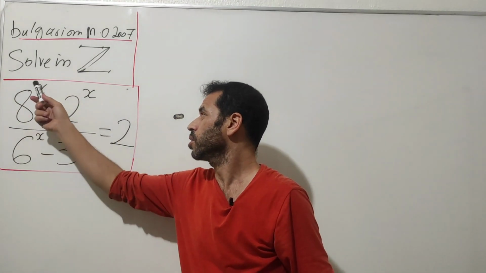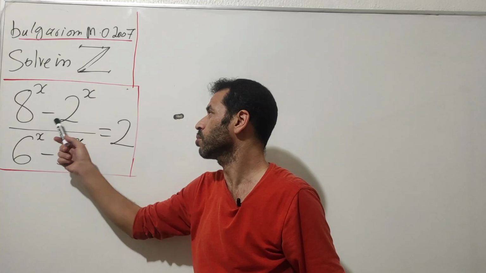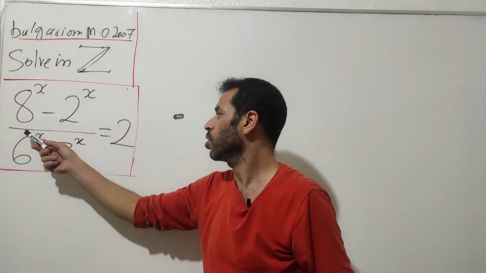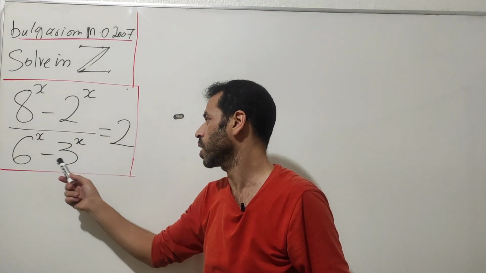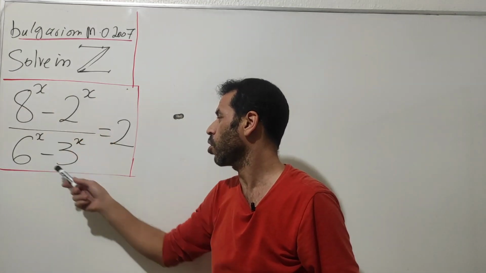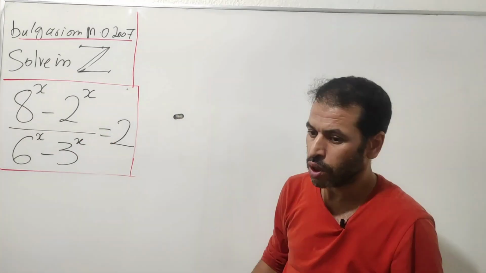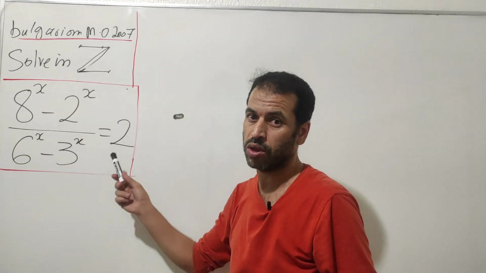We have 8 raised to the x as an exponent minus 2 to the x, all over 6 to the x minus 3 to the x. The whole thing equals the number 2. We are simply going to solve this equation in integers.